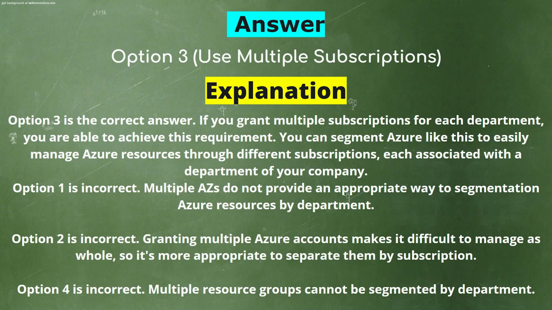Option 1 is incorrect. Multiple AZs do not provide an appropriate way to segment Azure resources by department. Option 2 is incorrect. Granting multiple Azure accounts makes it difficult to manage as a whole, so it's more appropriate to separate them by subscription. Option 4 is incorrect. Multiple resource groups cannot be segmented by department.